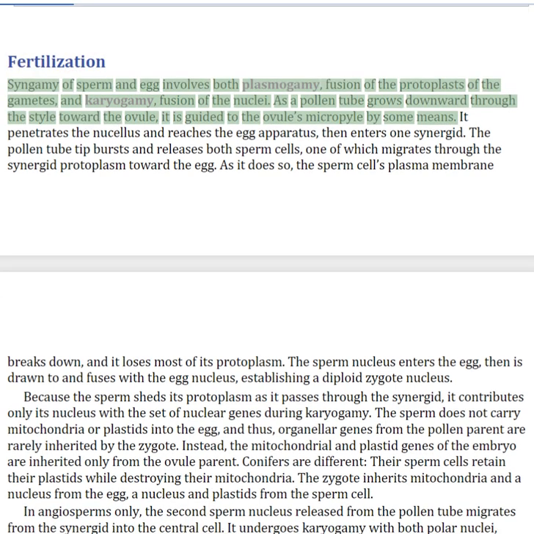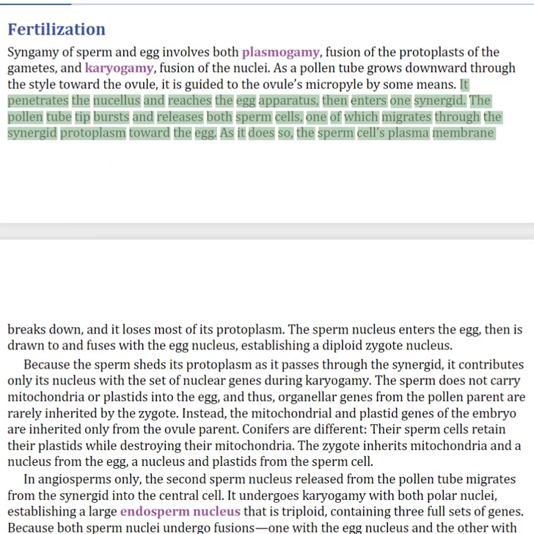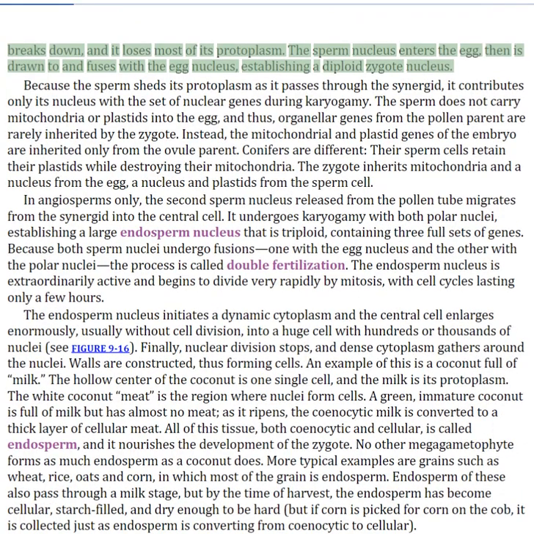Fertilization. Syngamy of sperm and egg involves both plasmogamy, fusion of the protoplasts of the gametes, and karyogamy, fusion of the nuclei. As a pollen tube grows downward through the style toward the ovule, it is guided to the ovule's micropyle by some means. It penetrates the nucellus and reaches the egg apparatus, then enters one synergid. The pollen tube tip bursts and releases both sperm cells, one of which migrates through the synergid protoplasm toward the egg. As it does so, the sperm cell's plasma membrane breaks down, and it loses most of its protoplasm.